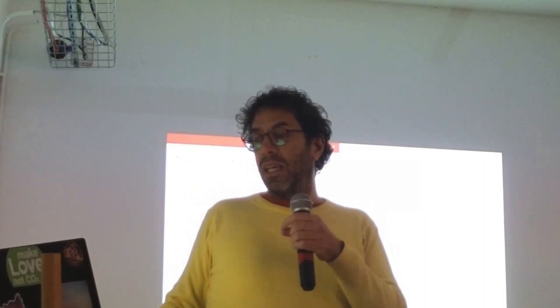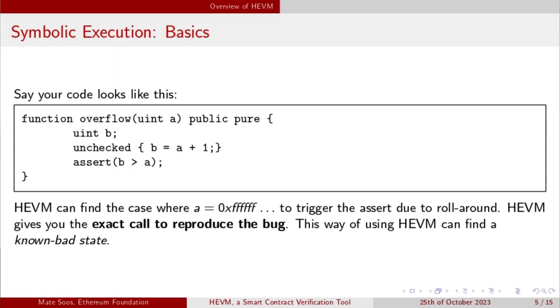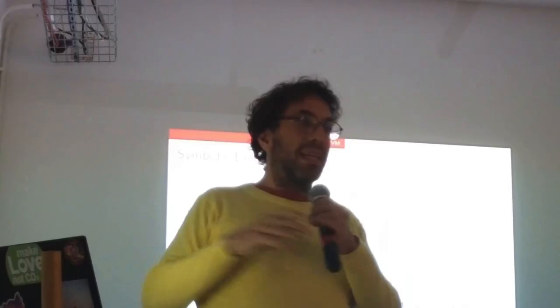So HEVM in this case will trivially find the case where A is all FFFF and will actually output you a call, that is to say, it will tell you that you need to call this function with A equal to this large number, and this will trigger the known bad state. So this is this known bad state that you don't want to happen.